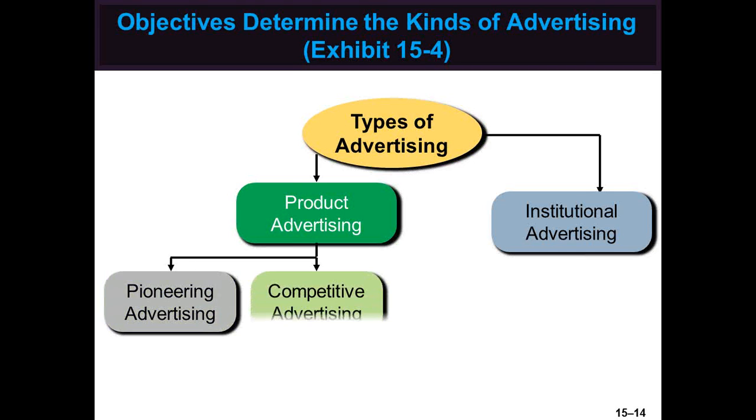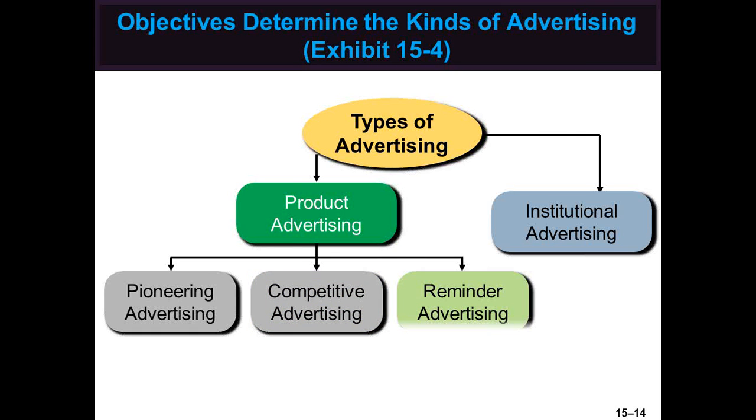Key types of product advertising include pioneering, competitive, and reminder advertising. Each of these will be discussed shortly. Pioneering advertising tries to develop primary demand for a product category rather than demand for a specific product. It is important and appropriate for the early stages in a product's life cycle when consumers still need to understand what the product category is all about.